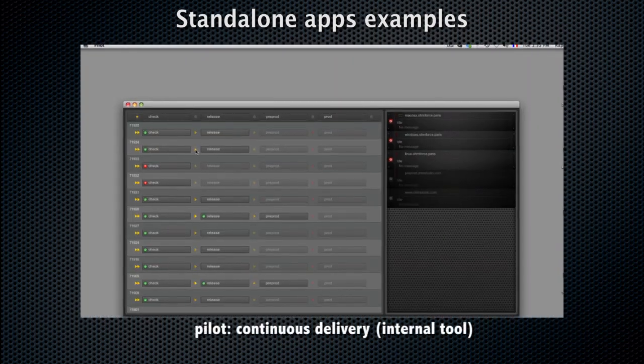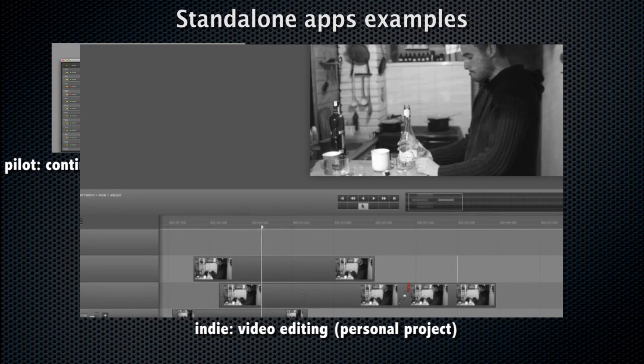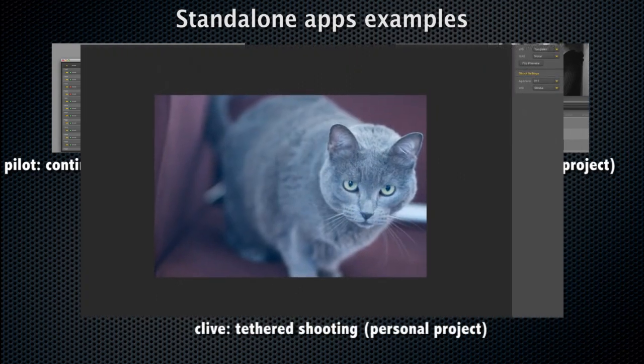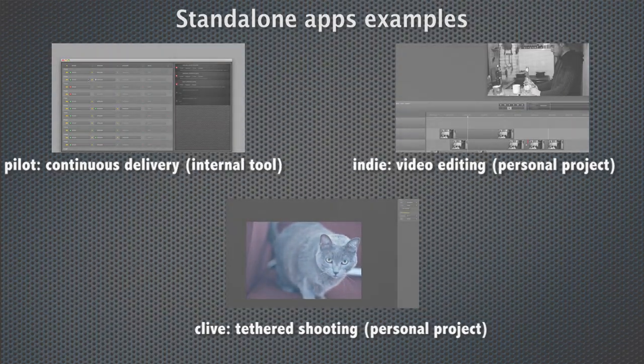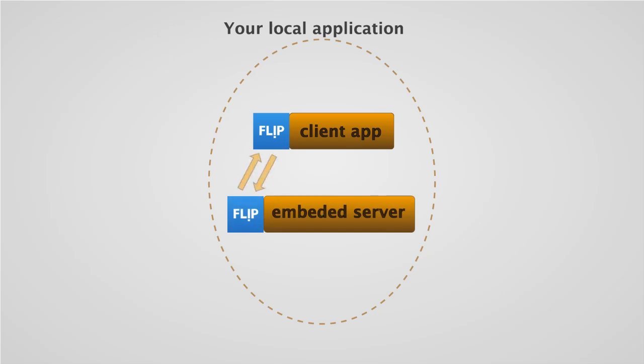That's why we also use Flip for standalone applications. Here is a couple of examples. The memory and CPU footprint is as low as possible, so we develop faster, more reliably, and with greater performance. For standalone usage, the server is as if embedded in the application.